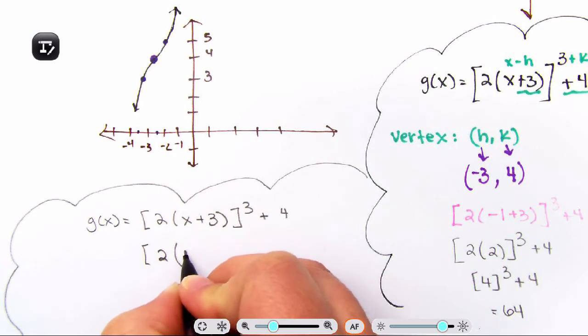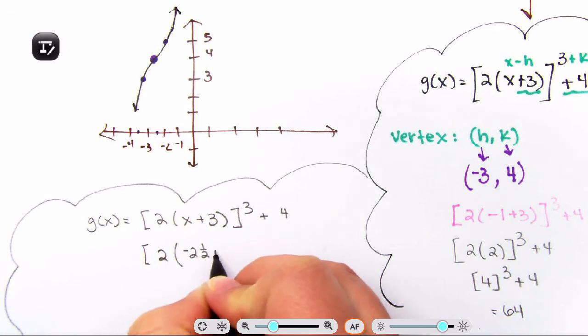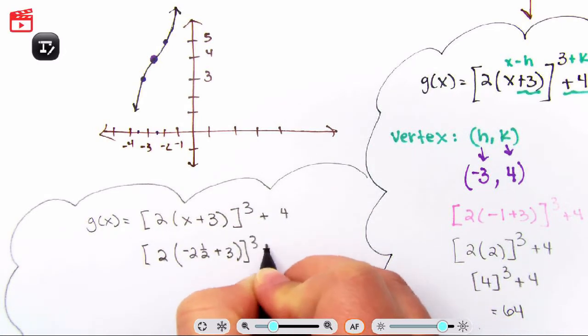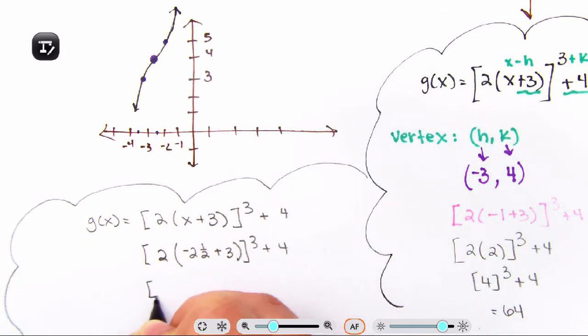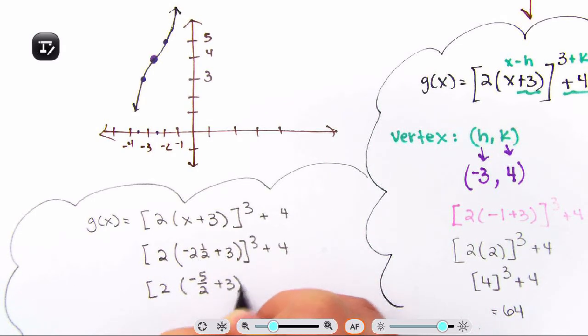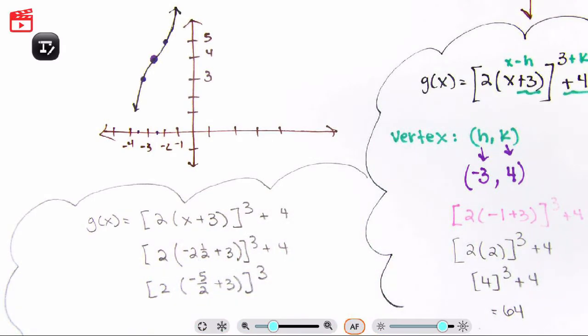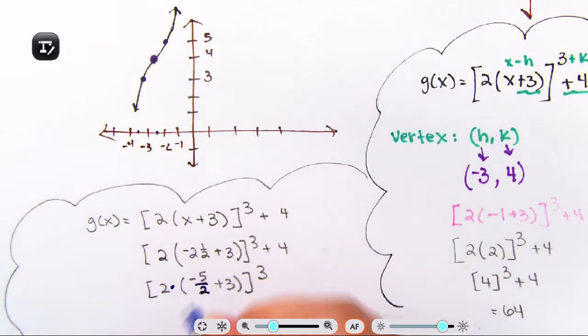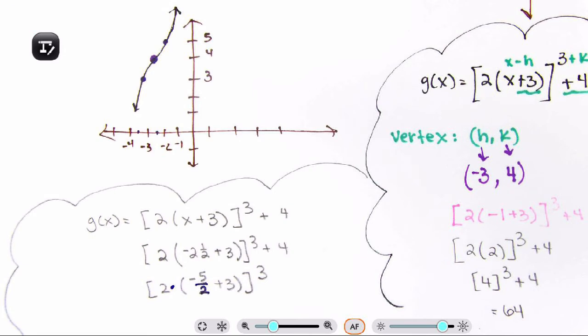So if I do, let's convert this. Let's do negative 2 and 1/2 plus 3, cubed plus 4. I'm going to convert this to an improper fraction. So I have negative 5/2 plus 3 cubed. This is why we have a fraction. You can see I have a times 2 and I have a divided by 2. Those two things get crossed out.